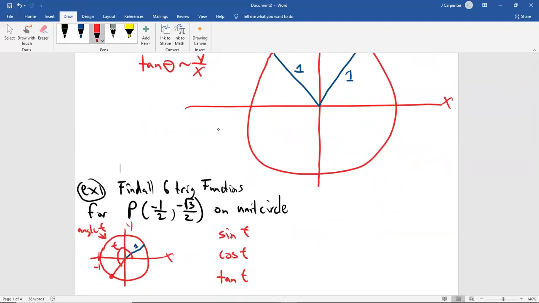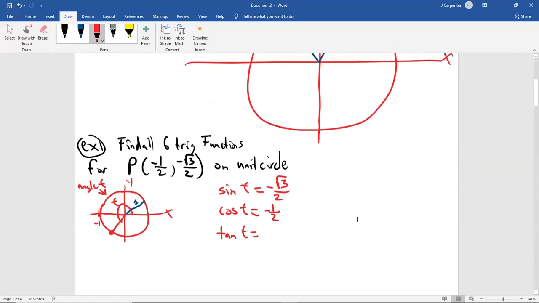So the sine of this would be the y value, so negative square root of 3 over 2. The cosine of this would be the x value. So again, sine is the y value, cosine is the x value, only when you're on the unit circle. If you're not on the unit circle, you've got to do the opposite divided by the hypotenuse, or y divided by r, whichever one you're doing. So the cosine is the x value, well, that's negative 1/2.